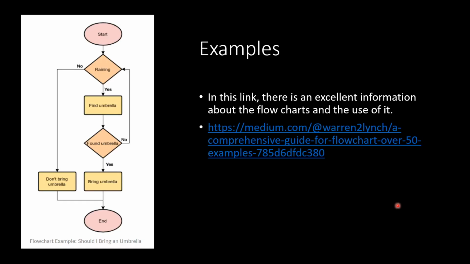So here we have another example. Start, then we have a condition, then we have the processing, then we have another condition, processing, and the end. Or we have here a loop depending on the condition. Here in this link you can go and click. You will find more information and more examples for you to understand and get used to the flowchart.